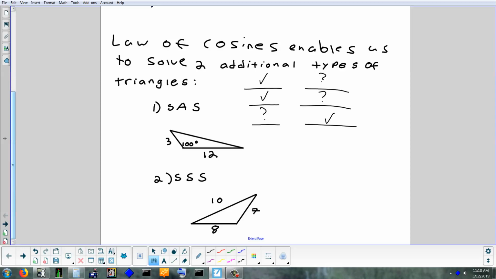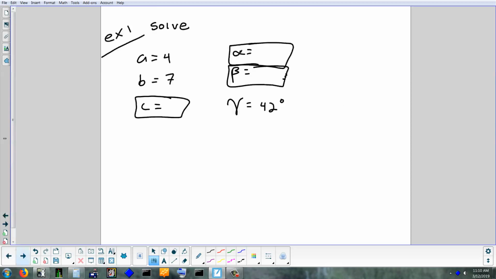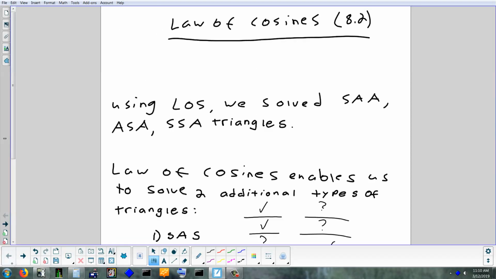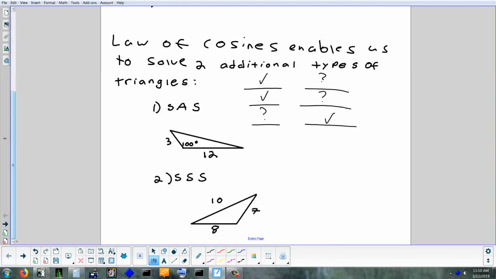Any questions on that? So those are the 2 we'll focus on. Also, you don't have to worry about 2 solution, no solution, and all that stuff. You're always going to get 1 solution with the law of cosine problems that I give you. Right, so let me actually start by giving you the law of cosines.